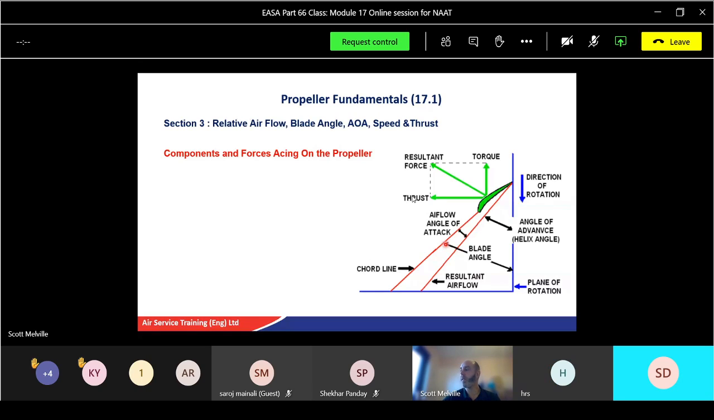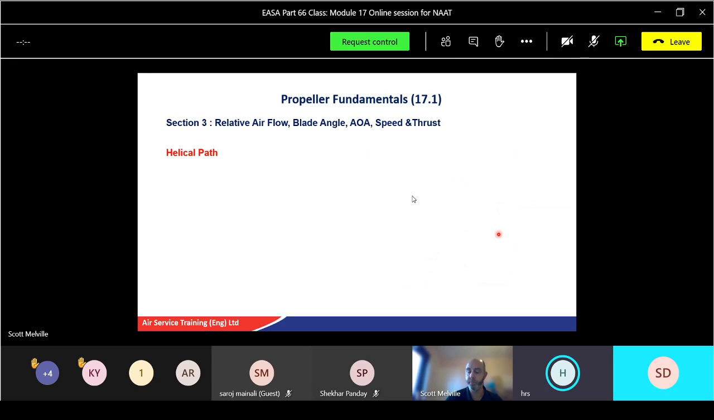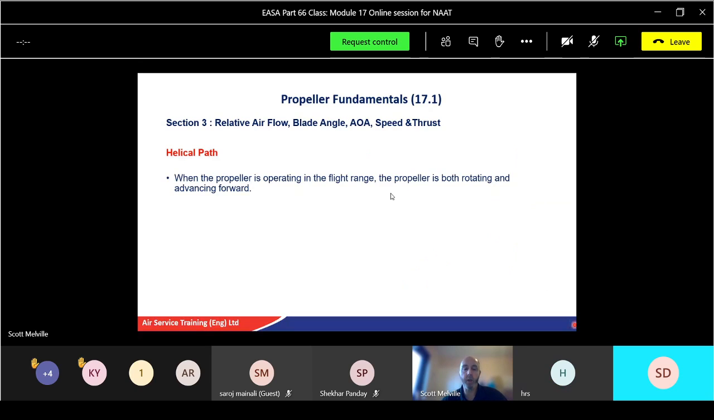The blade angle was the angle between your plane of rotation and your chord line, and then your helix advance was as we showed already. Okay, just a bit of recap there. So a lot of forces acting on it. And then the helical path, as this is all twisting going forward, we get what's called the helical path.